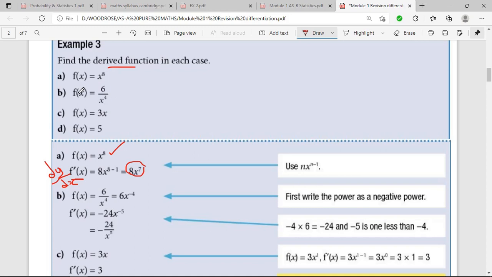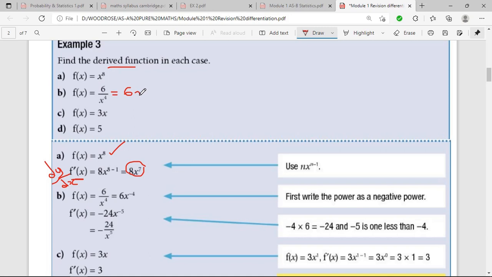Then b, we are given f of x equals 6 over x to the power 4. In this case, if you are given complicated functions like this, you have to rewrite so that we can see the power of x. So this one is the same as writing it as 6.